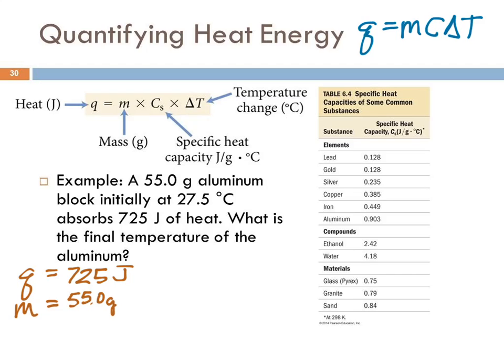55 grams is the mass. What's the specific heat? We need to look it up in a table. You don't need to memorize those things, but you need to be able to think, oh, I need to go look for that. So this is aluminum. Here is aluminum 0.903. And these units, important to always have your units. c, that's the specific heat capacity, 0.903 joules per gram times degrees Celsius.